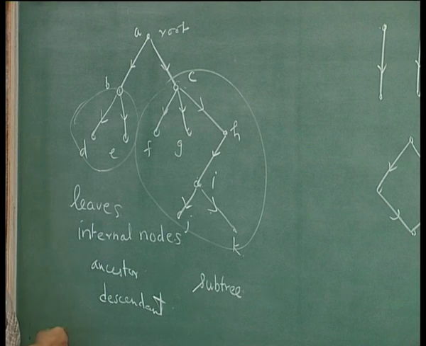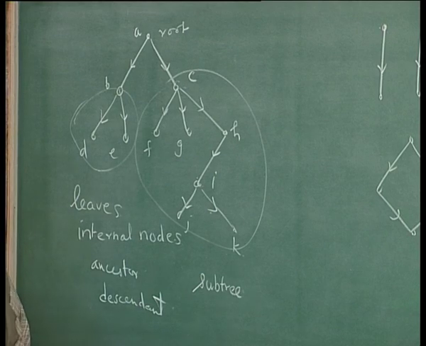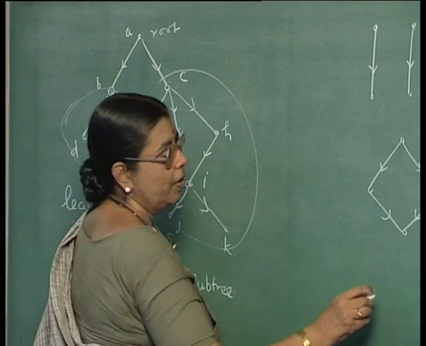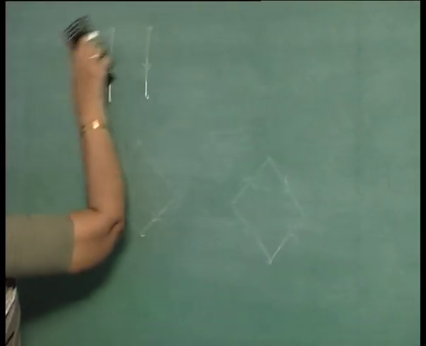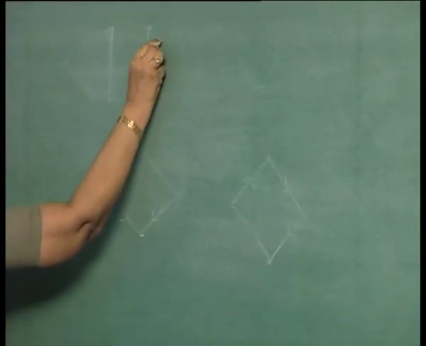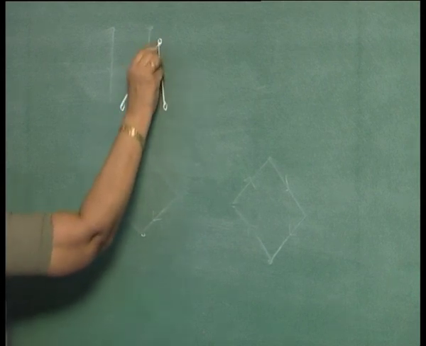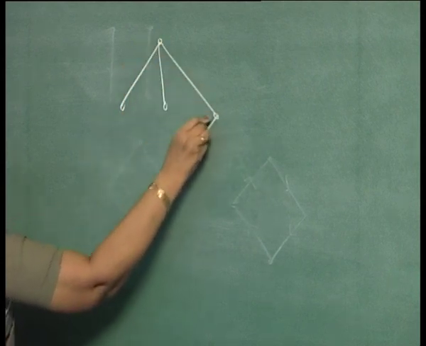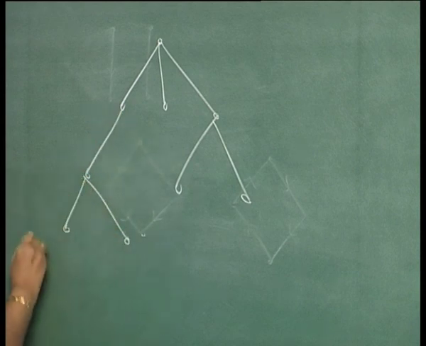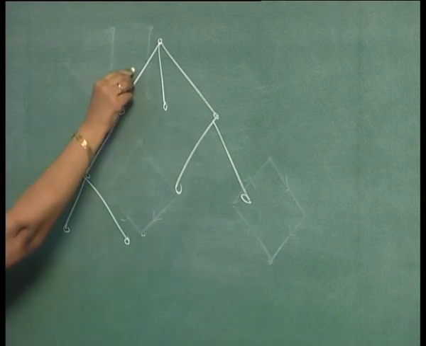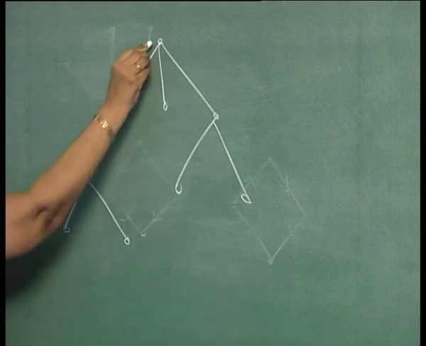So, these are some of the terminologies associated with a tree, and generally when you draw a tree, you do not draw the arcs, you just draw a tree like this. It is supposed to be directed in this way, and this is the root.